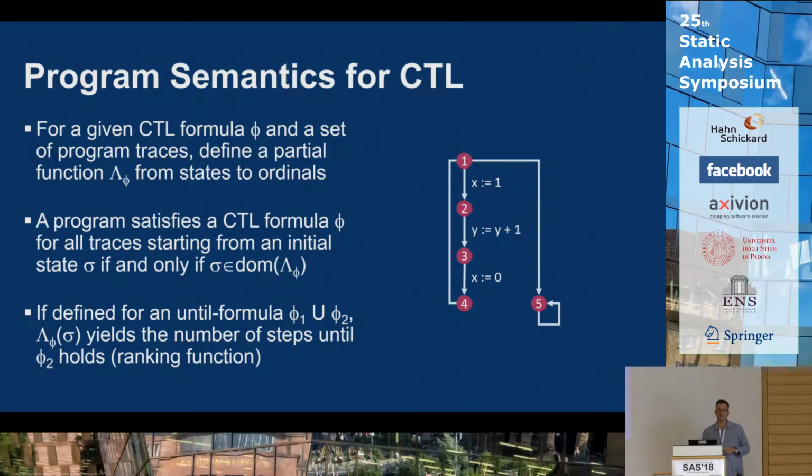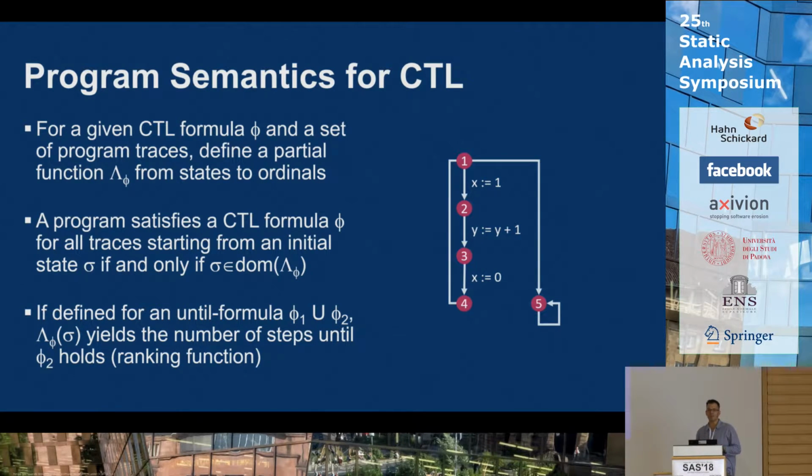So the idea is the following. We define a function that, given a particular CTL formula, tells you whether or not the formula holds in a particular state. So the way we do this is as follows. The function that we define is a partial function. If a state is in the domain of this partial function, that means the CTL property holds.